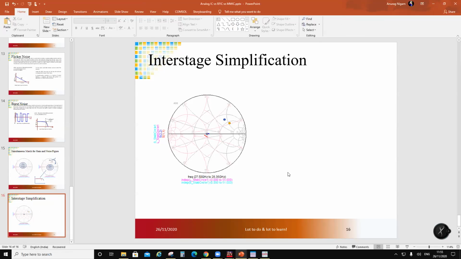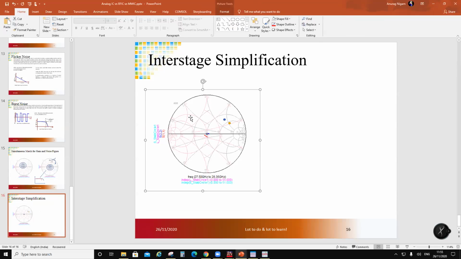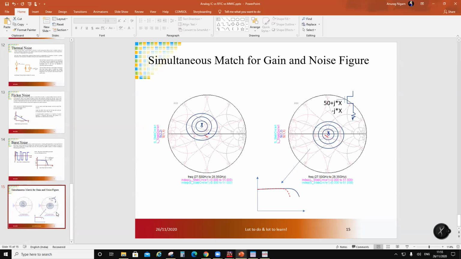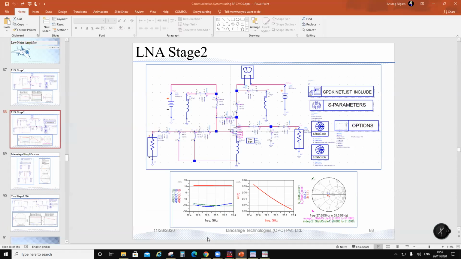So interstage matching is not an art. It is not magic, as the PA guy says. It is just interstage matching. The way to do this is the following. I will not do it here because we are already simplified, so I can remove this slide. It doesn't say much. So let's go back to our presentation.